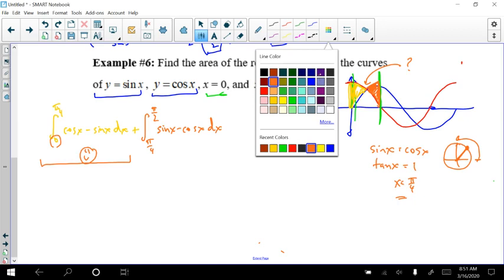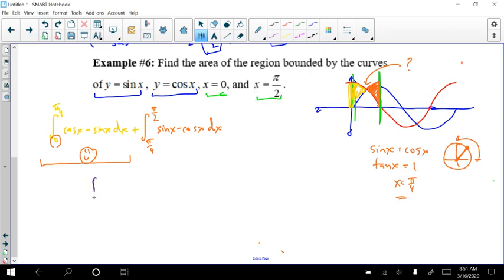I'll go to this one, purple. So I'm going to integrate from 0 to pi over 4 of the cosine function minus the sine function. Okay, now be careful. We're doing antiderivatives, not derivatives. The antiderivative of cosine is positive sine. The antiderivative of sine is negative cosine, but there's already a negative there, so that's actually going to become a positive value. So that's sine of x plus cosine of x when evaluated from 0 to pi fourths.